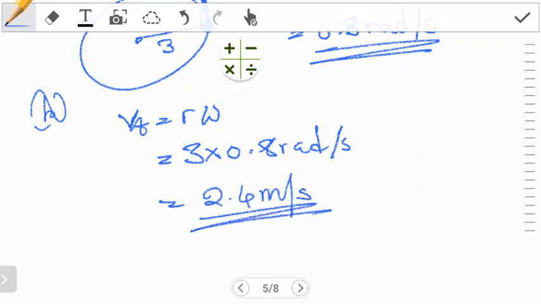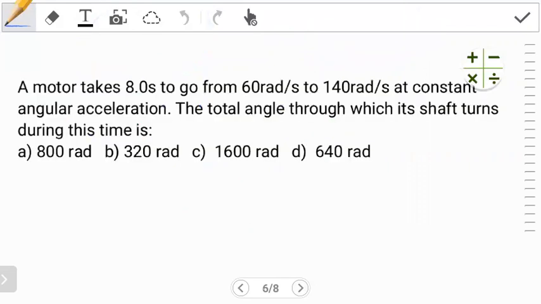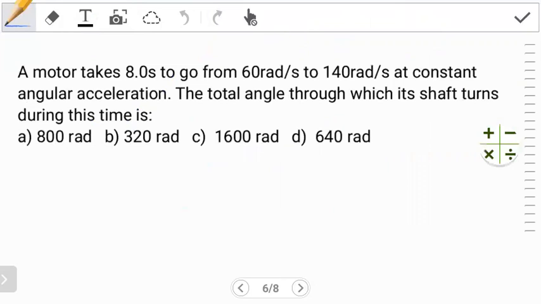Let's quickly look at another example. I found this question in a past exam paper, and I thought it would be interesting for us to look at. We're talking about a motor which takes 8 seconds to go from 60 rads per second to 140 rads per second at a constant angular acceleration. The total angle through which its shaft turns during this time is? You can pause the video and try to see if you can work this question out. Right, let's see how you can work it out.